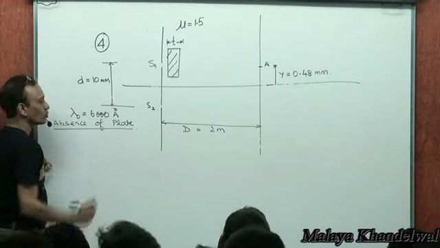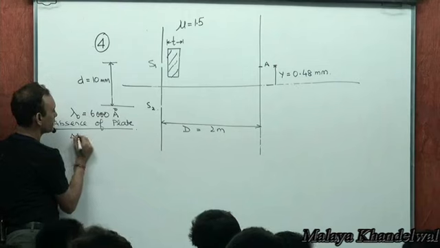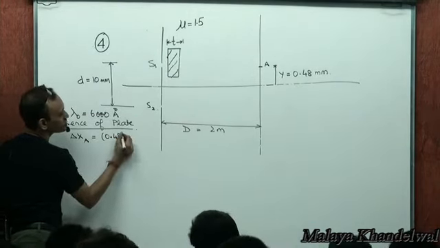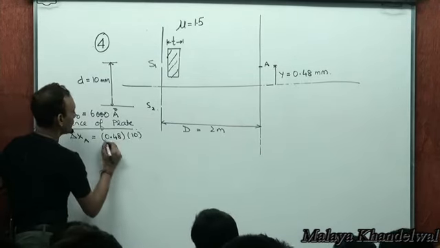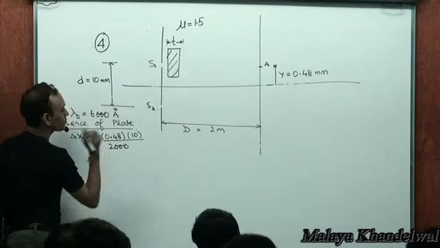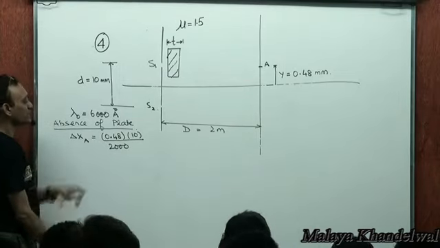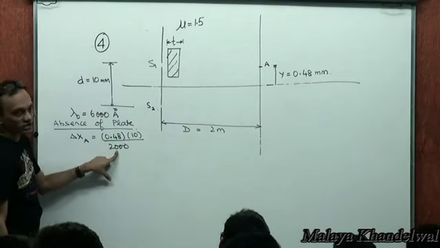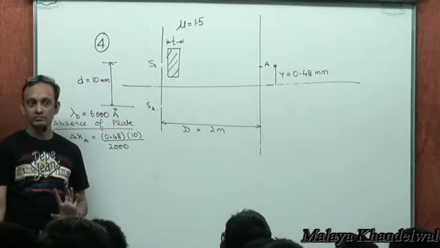In the absence of the plate, what was the path difference at P, at A? The path difference at A would have been y into small d, that is 10 divided by 2000. This would have been the path difference at A: y, which is 0.48 mm, times small d, which is 10 mm, divided by 2000 mm, right? So these many mm would have been the path difference at A, right?